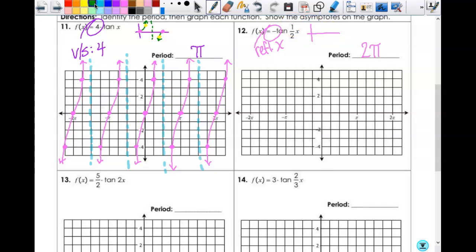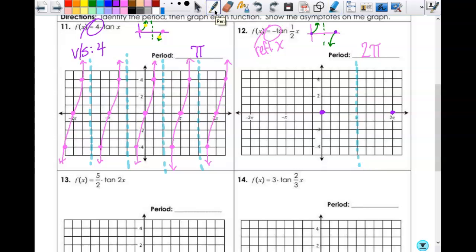All right, so then I draw in one cycle here, starting at 0, 0, so I'm at 0, 0. The end of the period is at 2 pi. So I now have these 2 points plotted. There you go, halfway between. I'm going to put an asymptote.